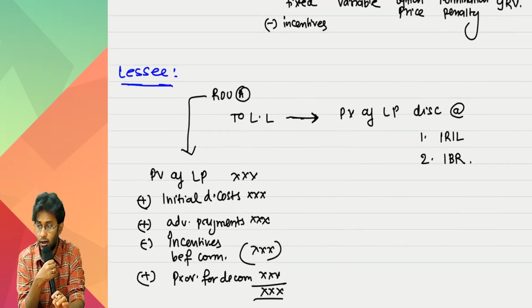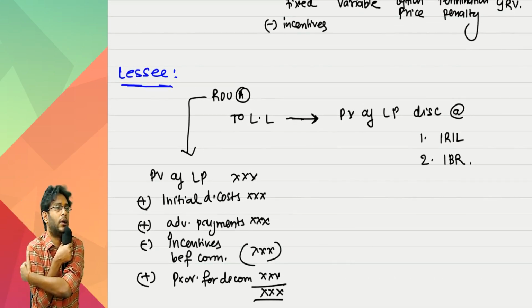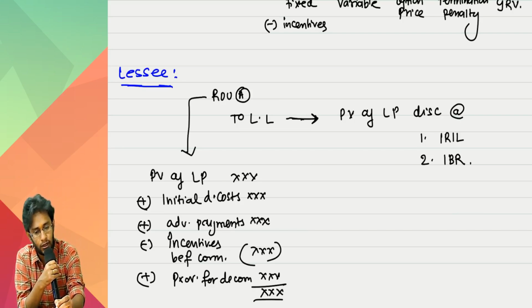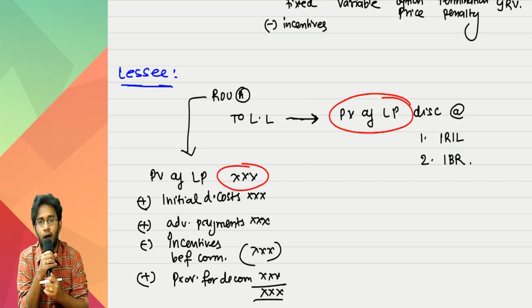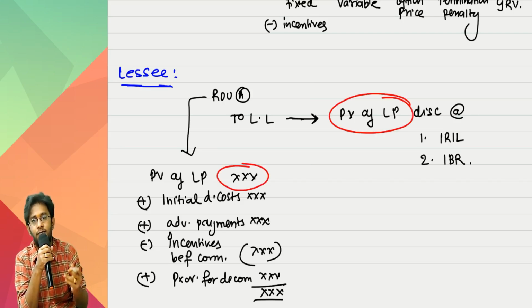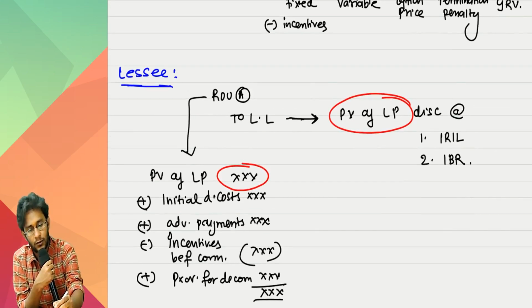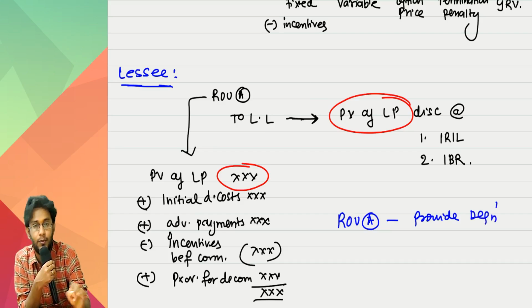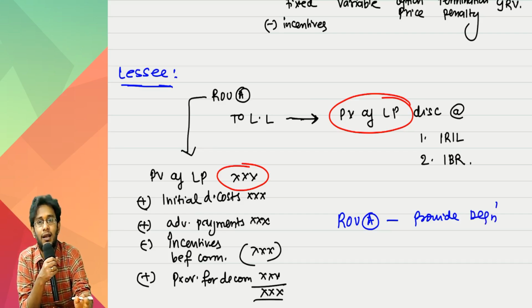So the ROU asset and lease liability starting number may be the same, may not be the same, but definitely whatever amount you are recognizing for liability will be the starting point for ROU asset. Extra plus and minus may be there. Hereafter, on ROU asset, all you have to do is just provide depreciation and do nothing else.